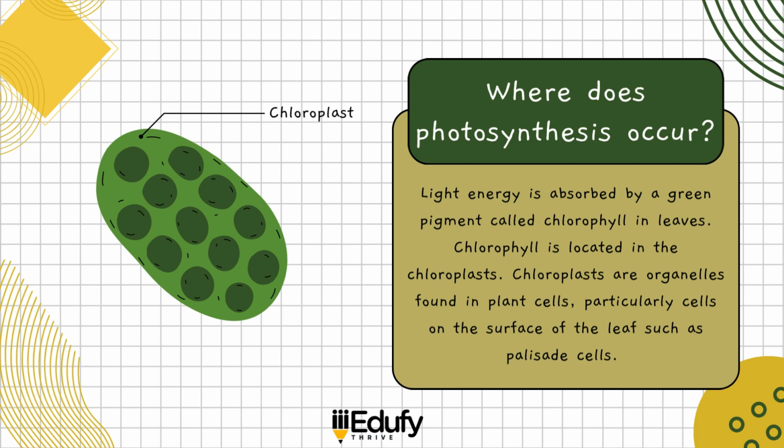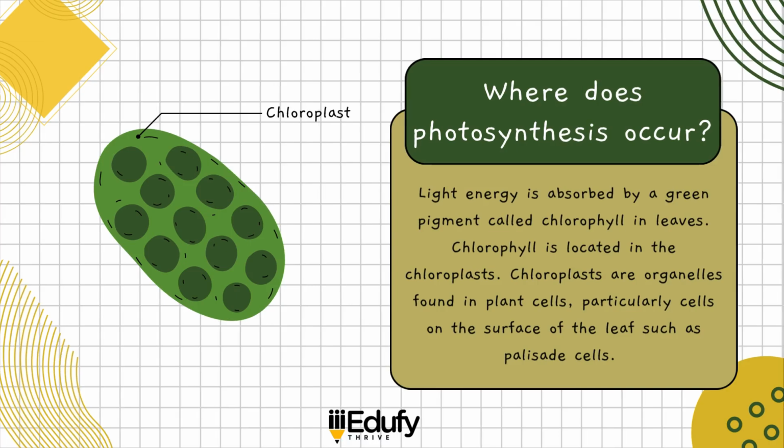This absorbed light energy is then used to convert carbon dioxide from the air and water from the soil into glucose and oxygen. The glucose serves as energy and building material for the plant, while oxygen is released as a byproduct into the atmosphere. In summary, chlorophyll is essential for photosynthesis, allowing plants to harness solar energy and produce the nutrients they need to grow, while also contributing to the oxygen supply on Earth.